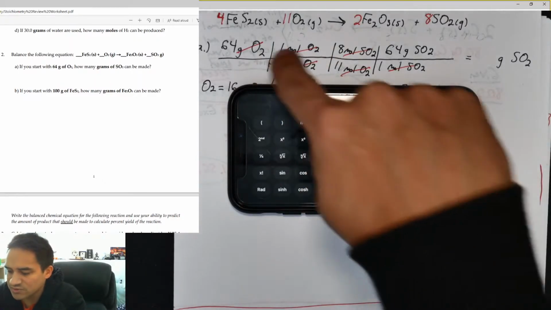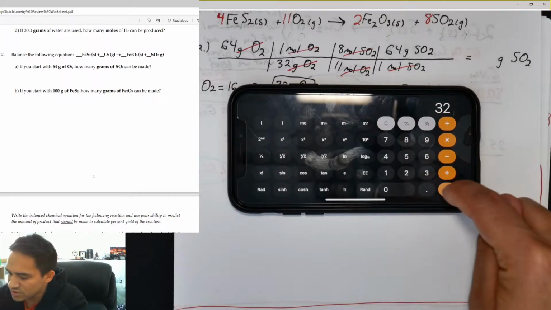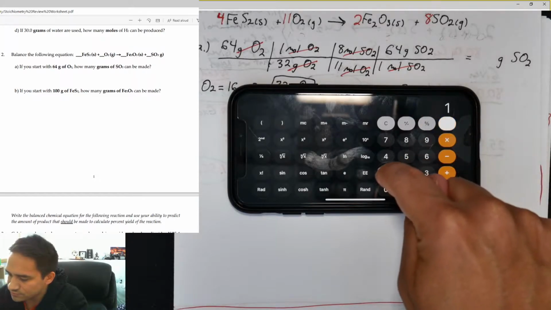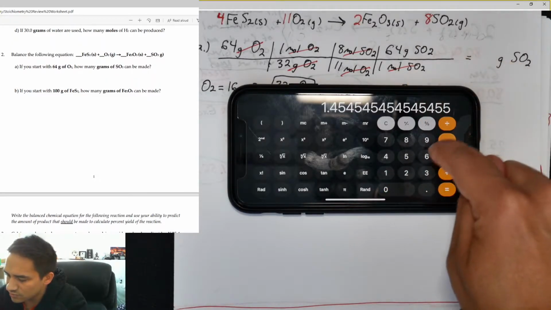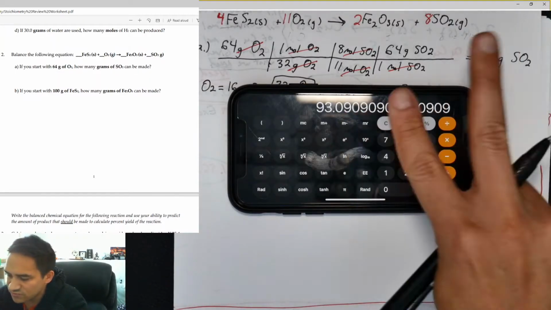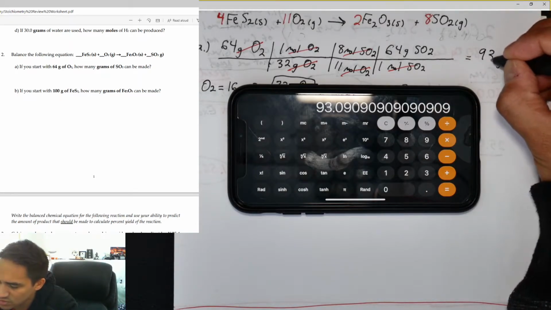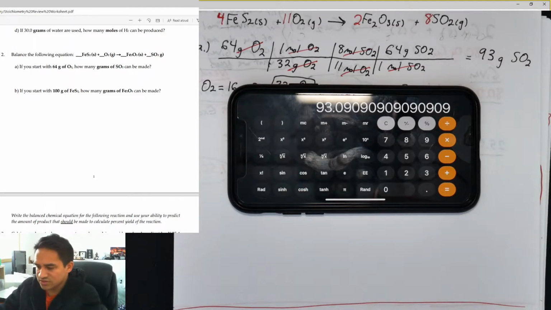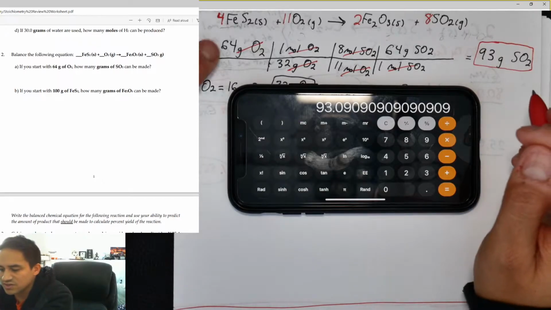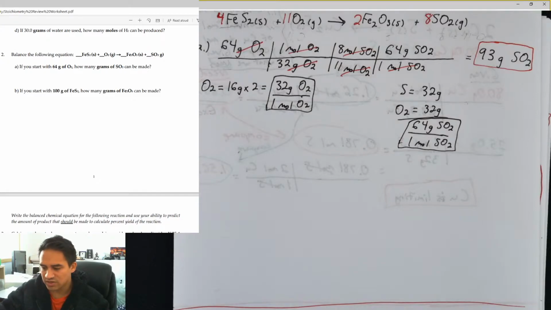So we're going to start with 64 grams of O2. So 64, divide by 32, times 8, divide by 11, times 64. And I get, if we round to two significant figures, this 93.09 whatever is just going to be 93 grams. That would be our answer, rounded to two significant figures, because this 64 had two sig figs. All right, so there is our answer for letter A.